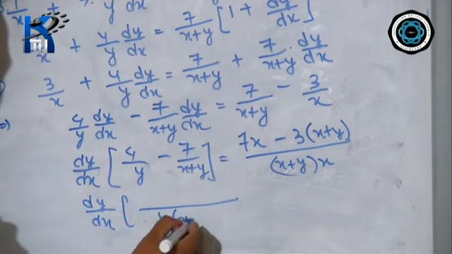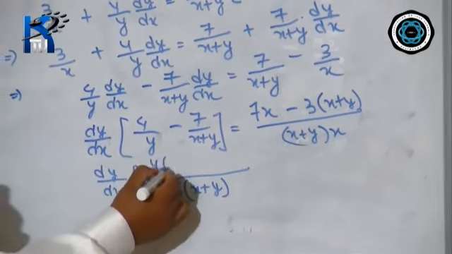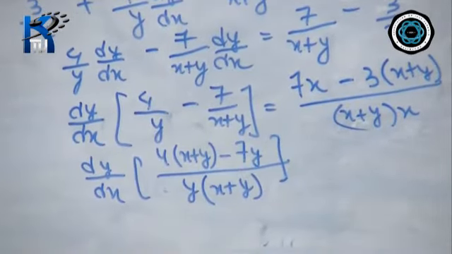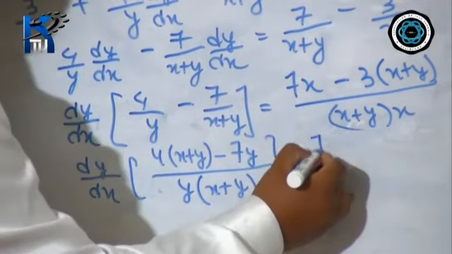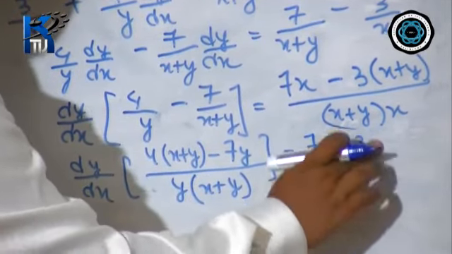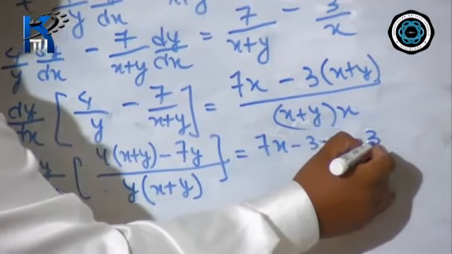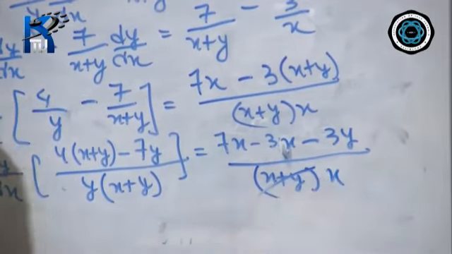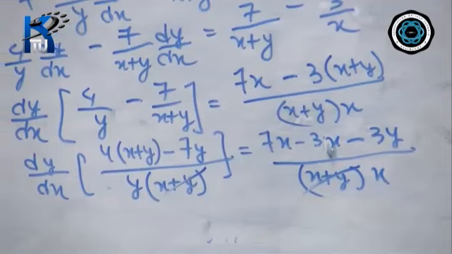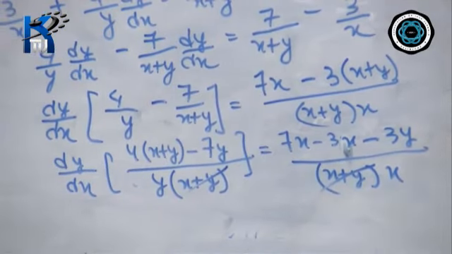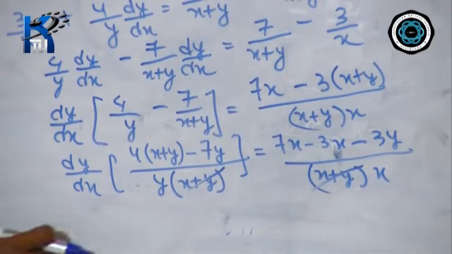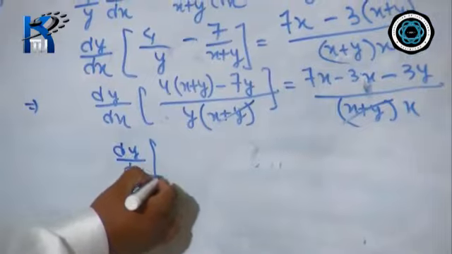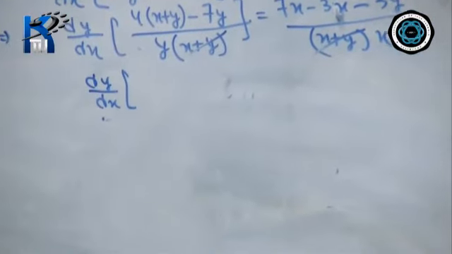Do the same thing for the left hand side. LCM is y into (x plus y). So 4 (x plus y) minus 7y equal to, what do you get? 7x minus 3x minus 3y. Divide the whole thing by (x plus y) into x. So as you can see, (x plus y) and (x plus y) get cancelled. Now the final part, dy by dx. I'll skip one step, so please look at it carefully.